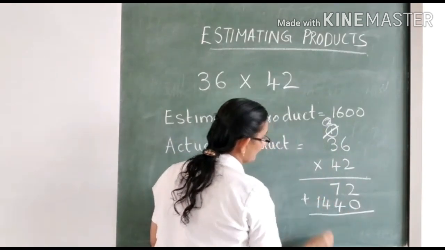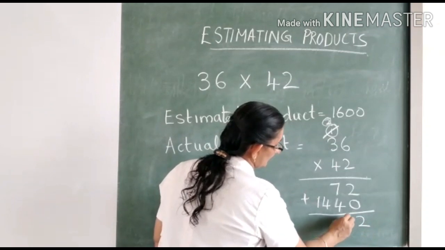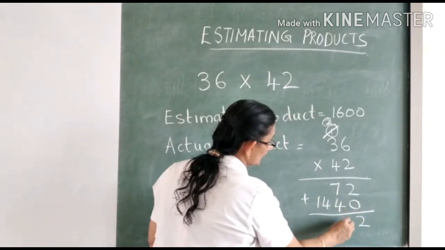Now add the products. You get the answer as 2 plus 0 is 2. 7 plus 4 is 11.